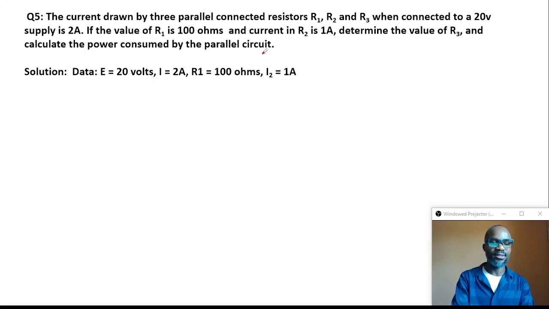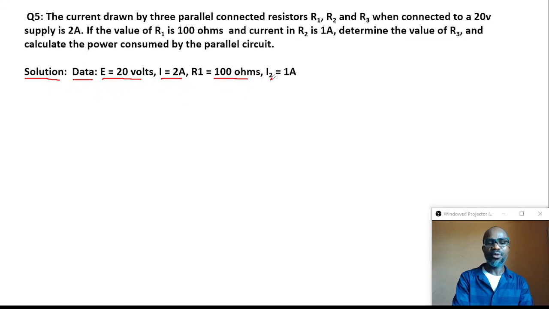That is the question. We have already started by identifying certain things in the question. The solution is there. The data is also identified. The energy supplied to the circuit is 20 volts. Current flowing around the circuit is 2 amps. R1 is given as 100 ohms. And then I2, that is the current flowing, is given as 1 amp.